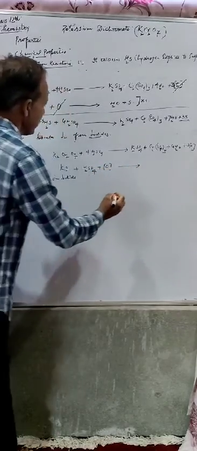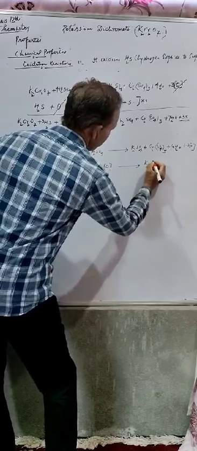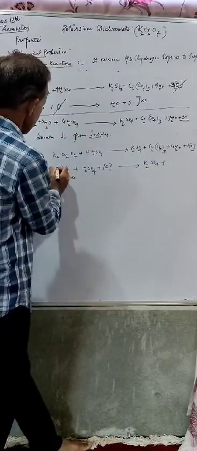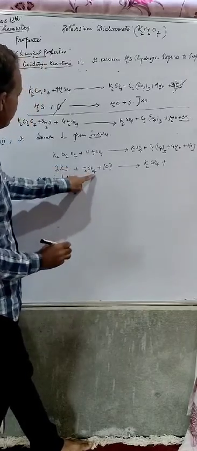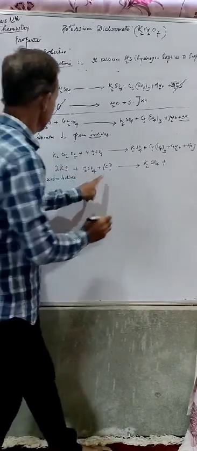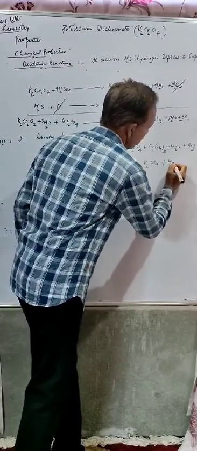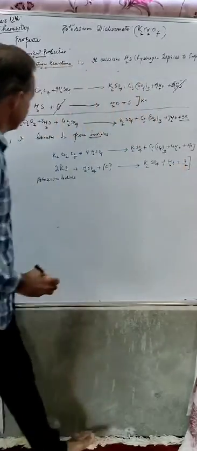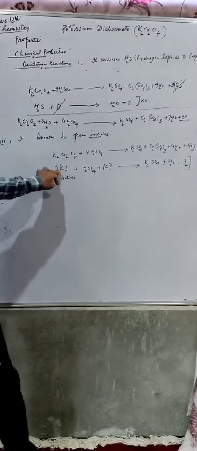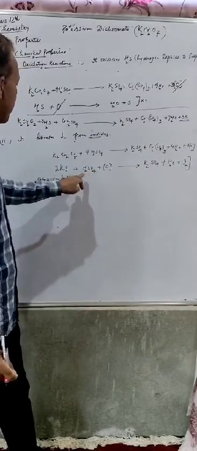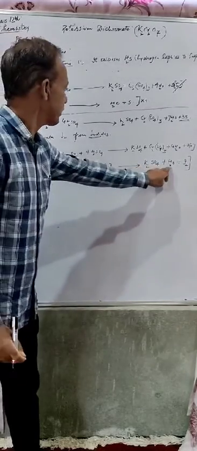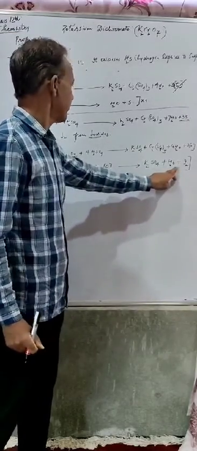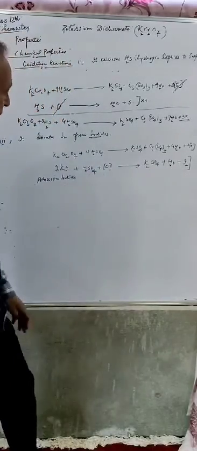It forms K2SO4 plus H2O plus I2. The reaction is balanced: K, SO4, hydrogen 2 times, oxygen 4 and 1, 5 times.